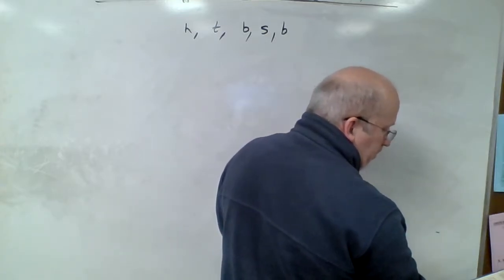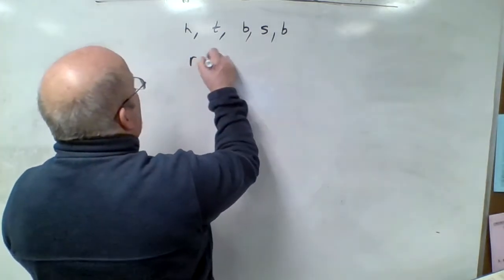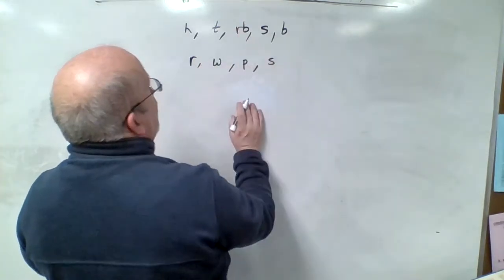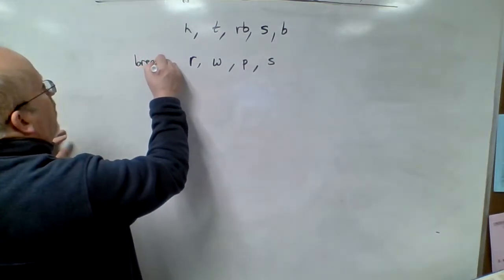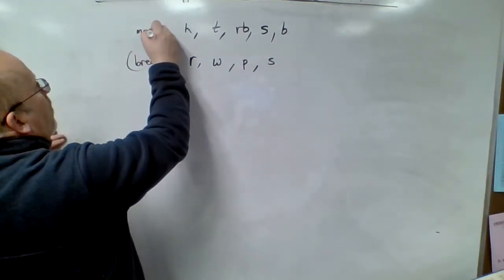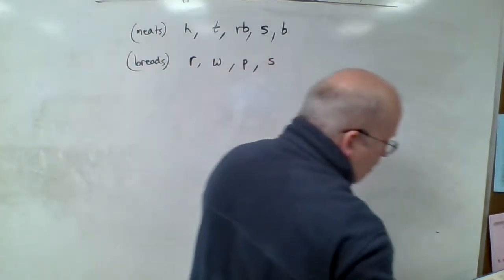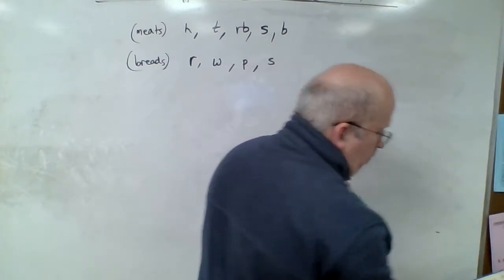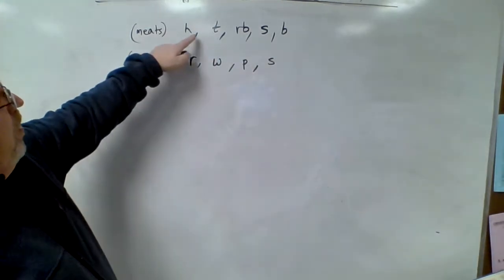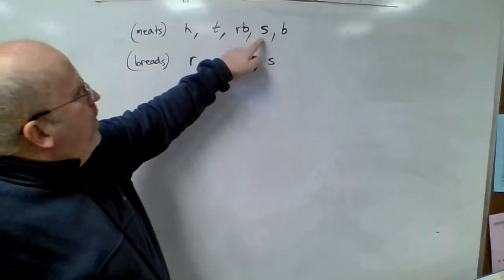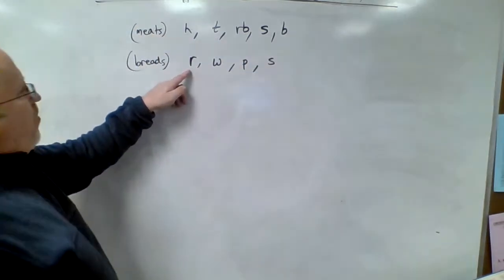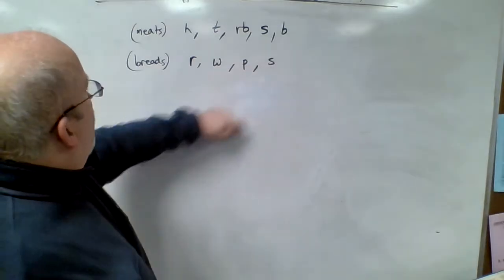And then it talks about the type of bread. That would be rye, white, pumpernickel, or sourdough. So these are the breads, and these are the meats. And then it says, make a tree diagram to show all the possible meat to bread choices. So our meats are ham, turkey, roast beef, salami, and bologna. And our breads are rye, white, pumpernickel, and sourdough.